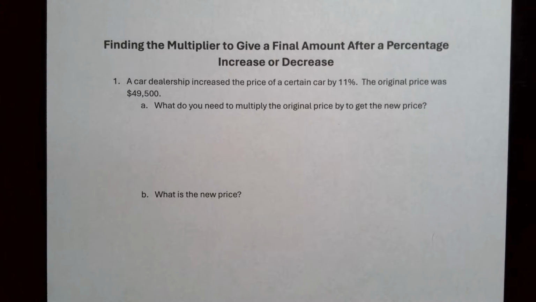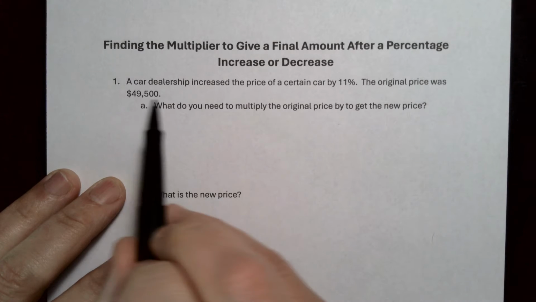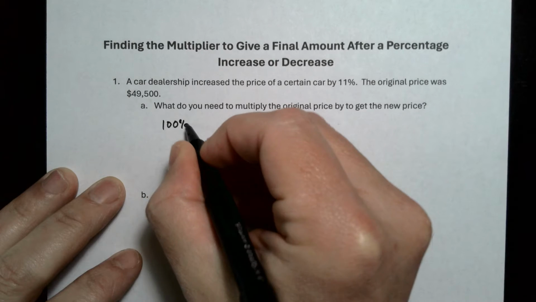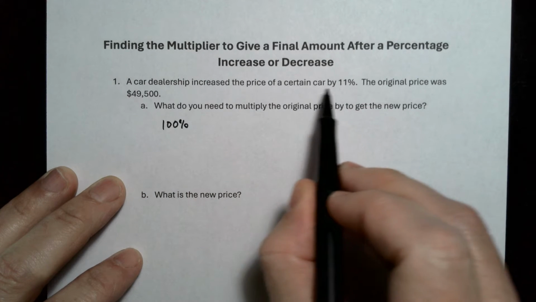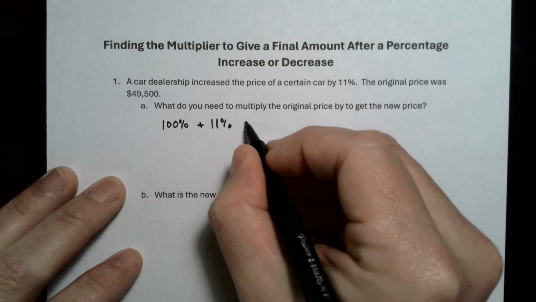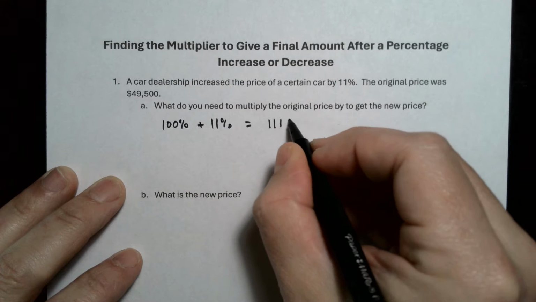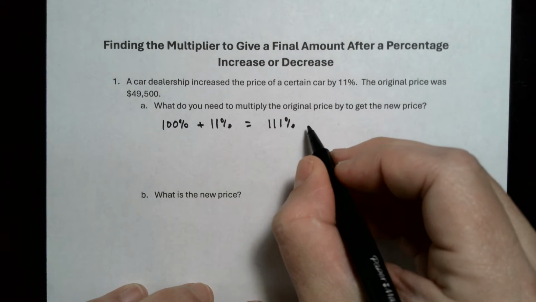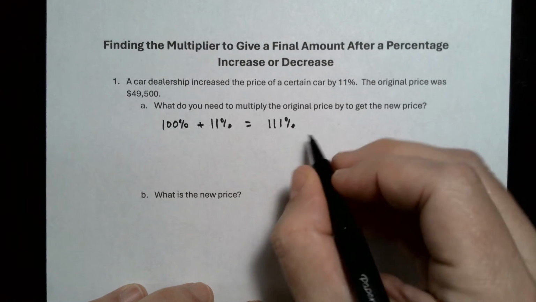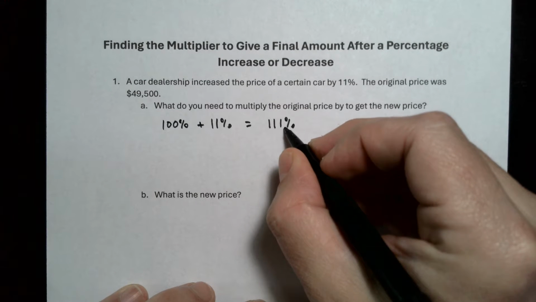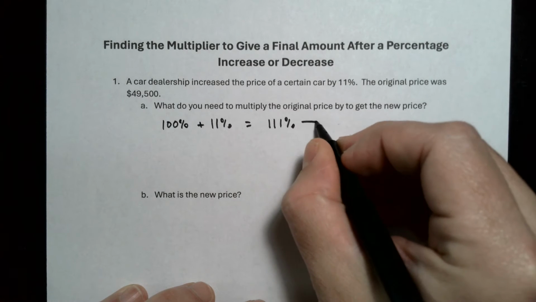Okay, so if we assume that the original price, $49,500, was 100% of the original price, right? And since we said we increased it by 11%, I'm going to add 11% to that. So that's going to end up being 111%. Now, if I change that from a percent to a decimal, I will divide it by 100, which will move the decimal place over twice.